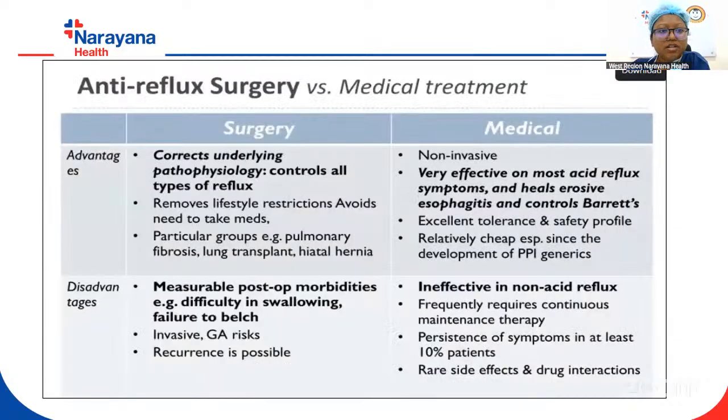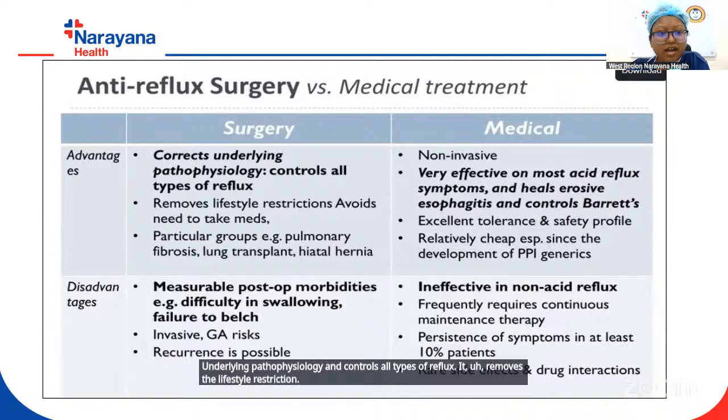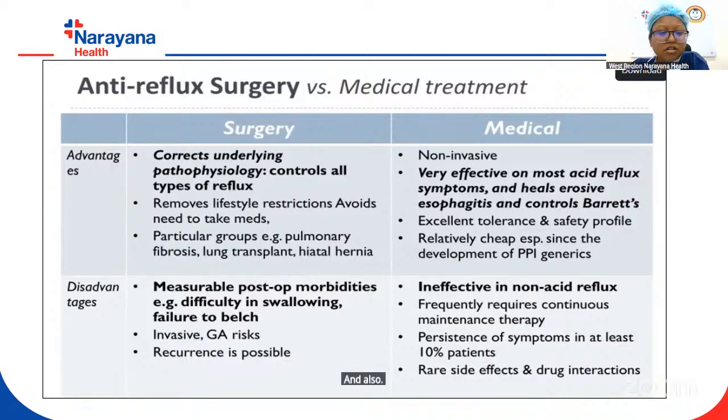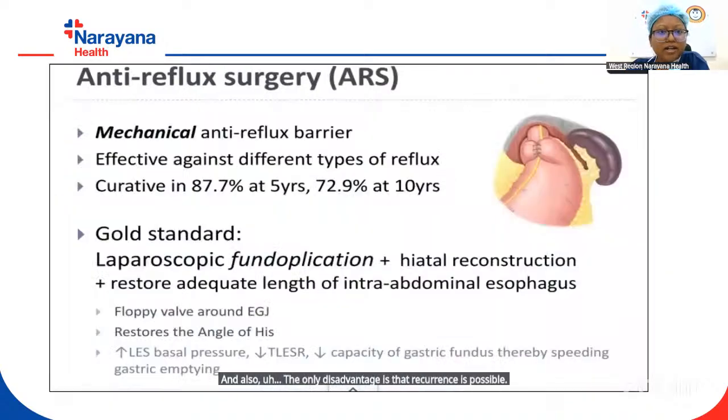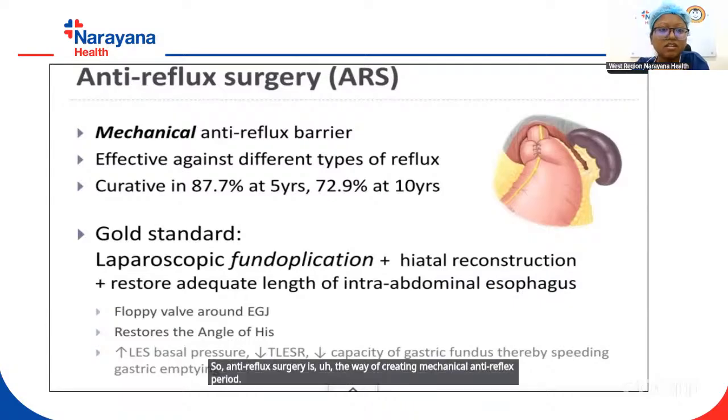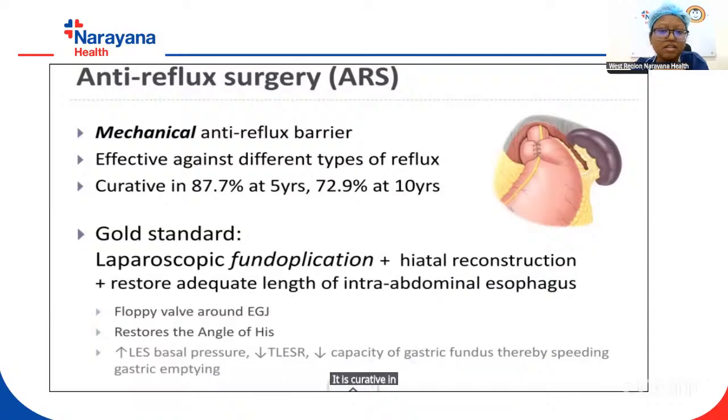Anti-reflux surgery has the advantage that it corrects underlying pathophysiology and controls all types of reflux. It removes the lifestyle restriction, and the only disadvantage is that recurrence is possible. Anti-reflux surgery is the way of creating a mechanical anti-reflux barrier. It is effective against different types of reflux. It is curative in 87% at 5 years and 72% at 10 years.